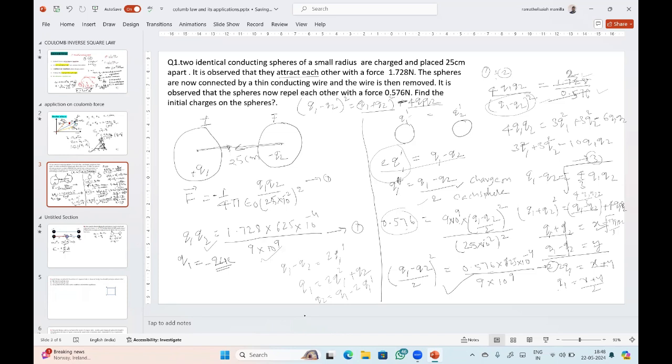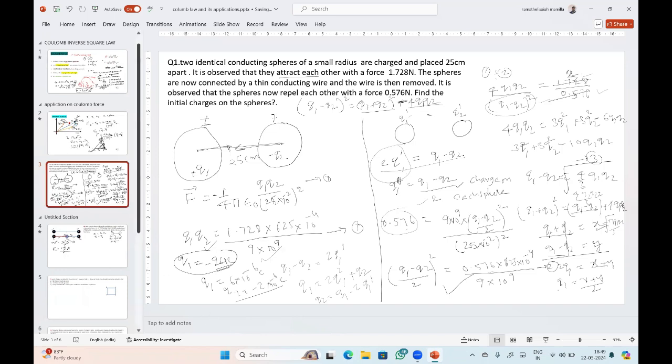So not 24, this is a wrong answer. Q1 is equal to 6 into 10 to the power of minus 6 and Q2 is equal to minus 2 into 10 to the power of minus 6. So this comes from the quadratic equation: from the quadratic equation you will get the Q1 and Q2 values, Q1 is 6 into 10 to the power of minus 6 coulombs and Q2 is minus 2 into 10 to the power of minus 6 coulombs. So this is the process of calculating.